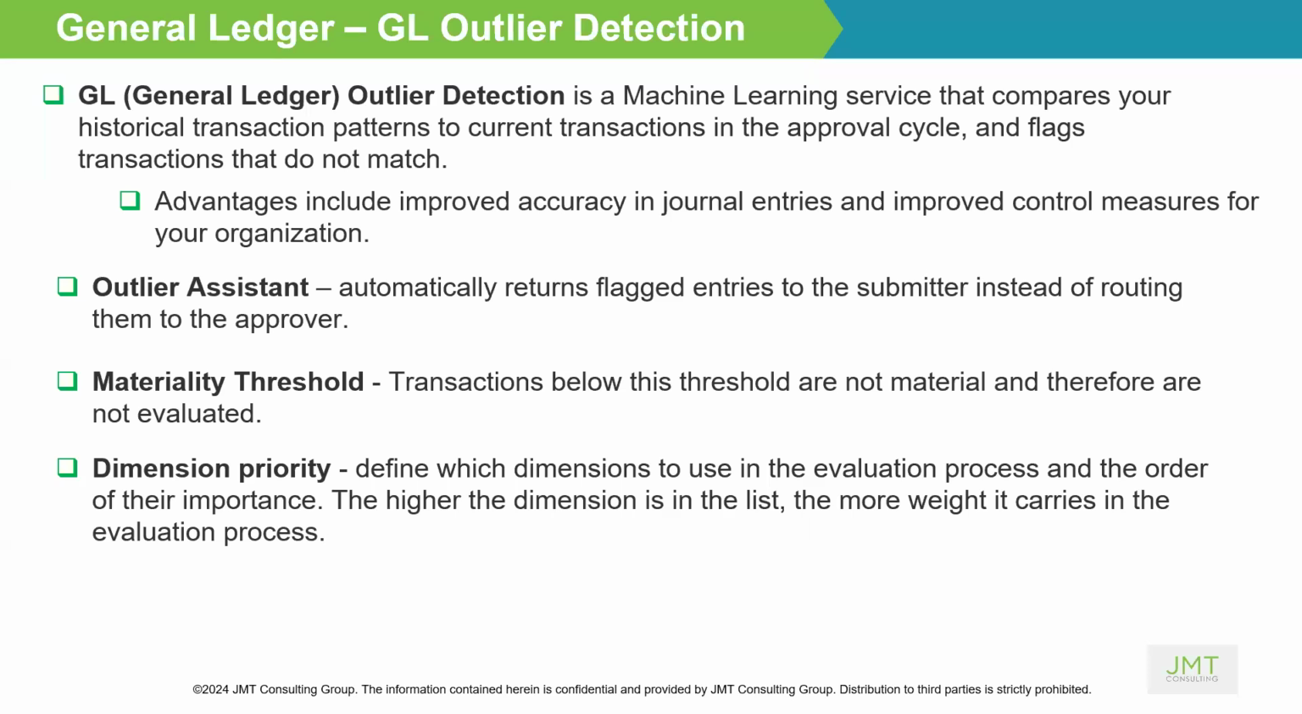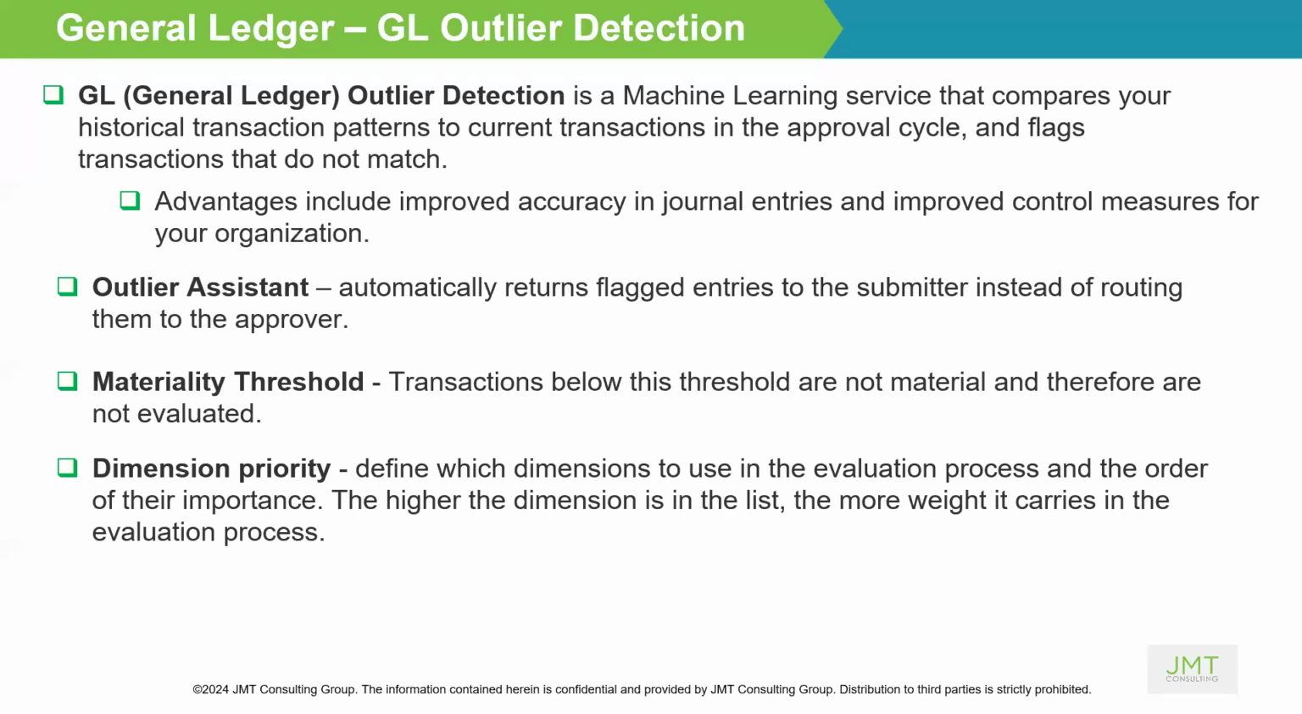There's an outlier assistant. If you turn this on, the system will automatically recall entries that are flagged with outliers, and send them back to the submitter to review. If no outlier is detected with the assistant, it's either routed to the approver, or if that user is enabled to self-approve and no outlier is detected, it will post the journal entry.